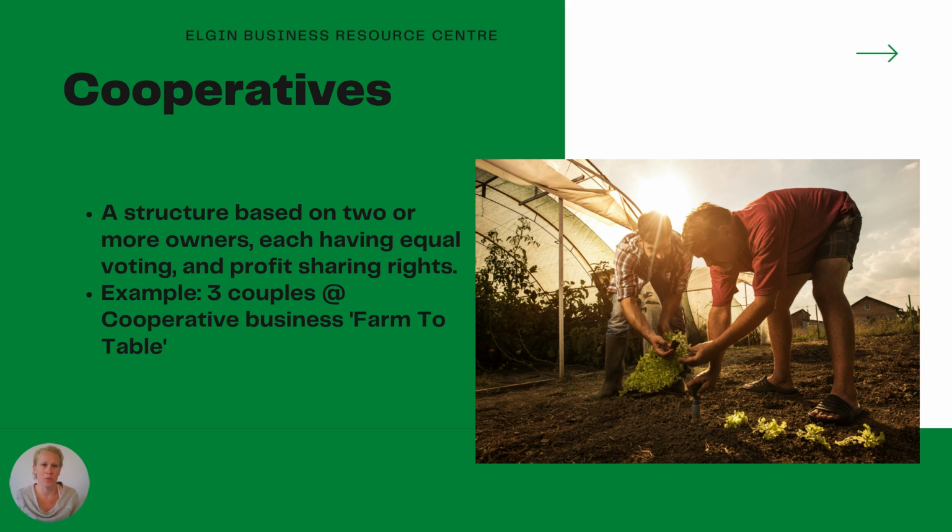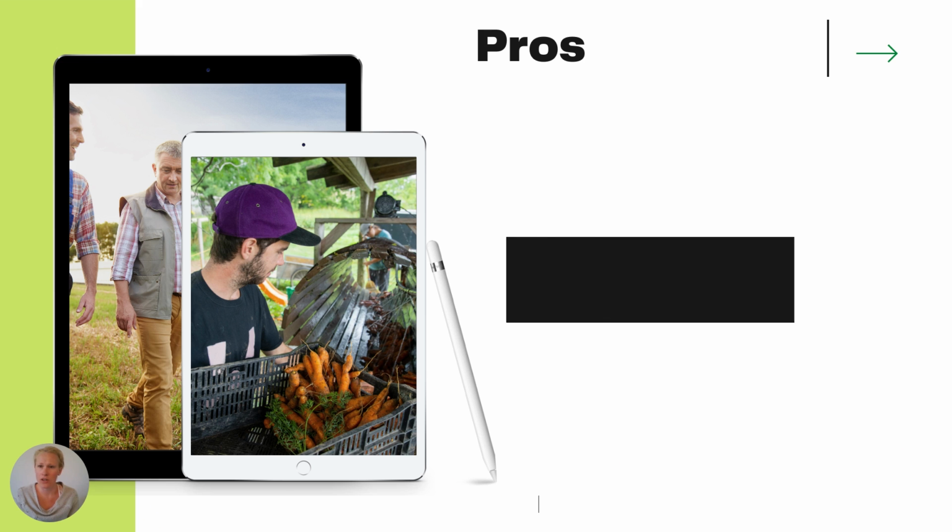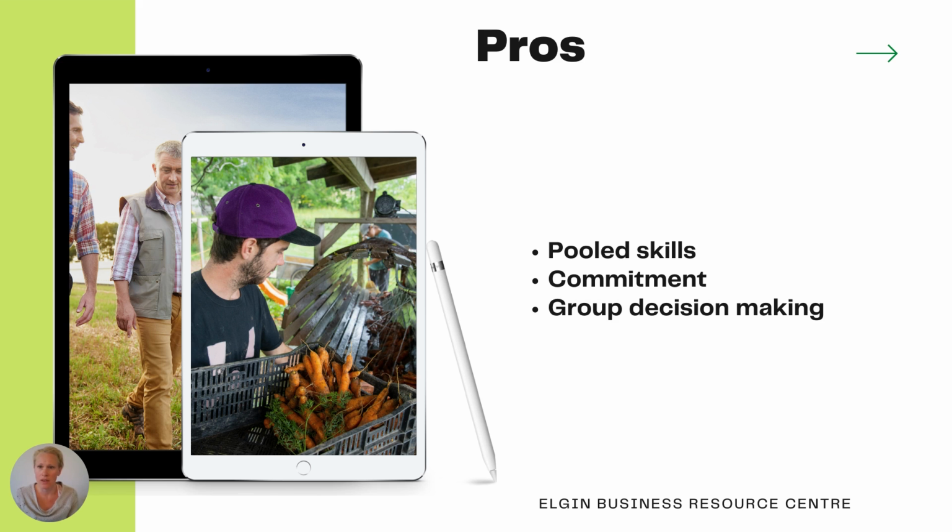And the last business type that we'll be discussing is a cooperative. Again, it's important to note that there are many different types of cooperatives, but basically the structure is based on 2 or more owners, each having equal voting and profit sharing rights. So in this case, we're going to talk about 3 couples, so 6 individuals who are beginning a farm to table movement in a cooperative business. Every member of the cooperative has an equal voice, regardless of how many shares they own. Profits and earnings are divided equally amongst the members. And it's important to know, again, that there are different types of co-ops in this case.